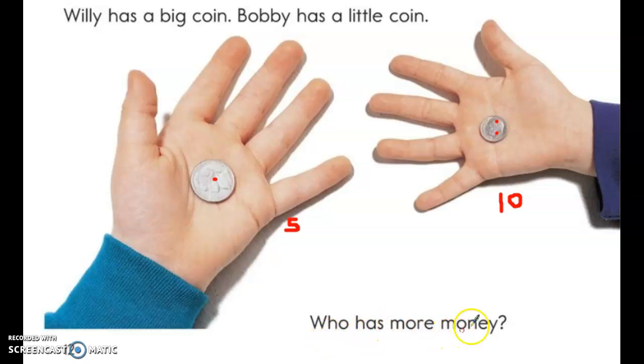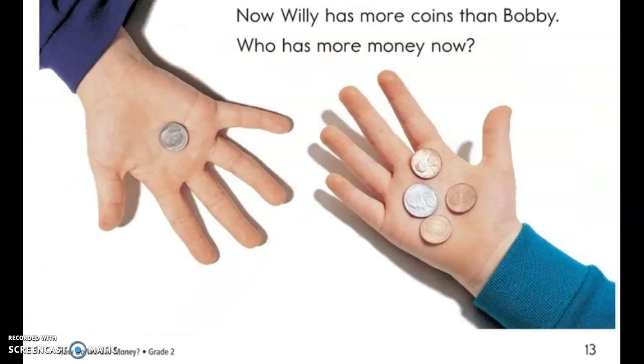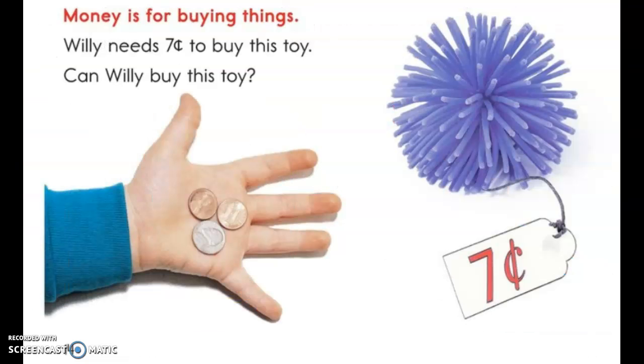So who has more money? Well, I think Bobby has more money. Bobby has the small coin, which is worth 10 cents, and that's much more, right? So we do have to be careful with the nickel and the dime. It can be tricky. Now Willie has more coins than Bobby. Who has more money now? 10 cents? Let's see. 5, 6, 7, 8. Well, guess what? Willie still has more money now.